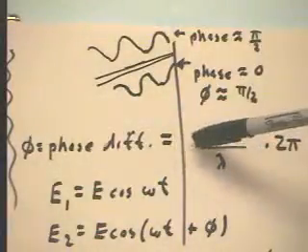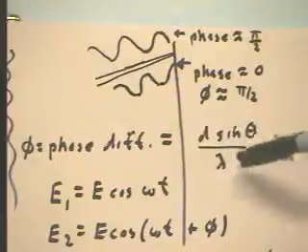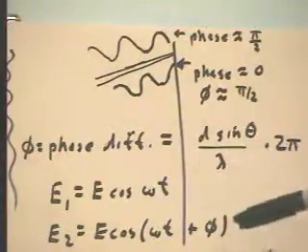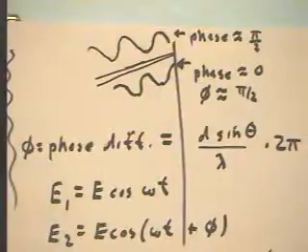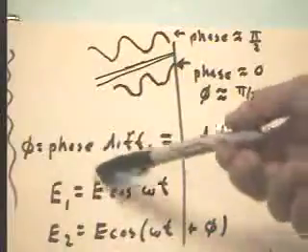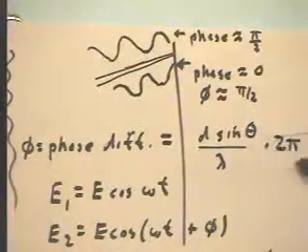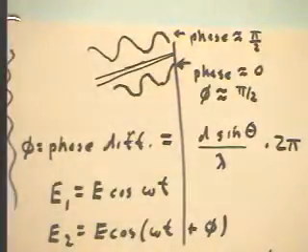Now, we've got the ratio d sine theta to lambda, the phase lag over the wavelength, so we have the number of wavelengths of phase difference. We multiply that by the 2 pi radians that corresponds to a complete cycle, and we get the phase difference angle. So the phase difference angle is d sine theta over lambda multiplied by 2 pi.